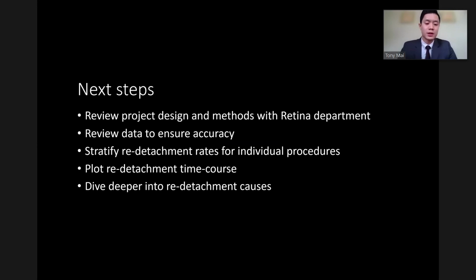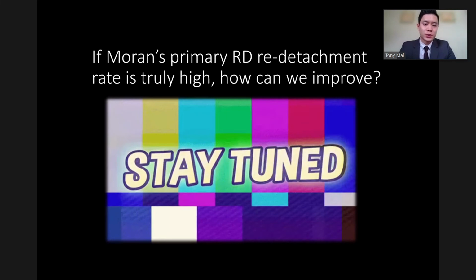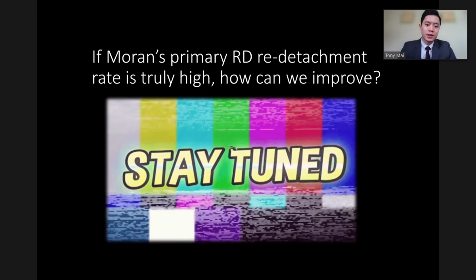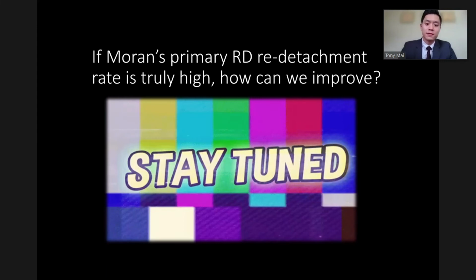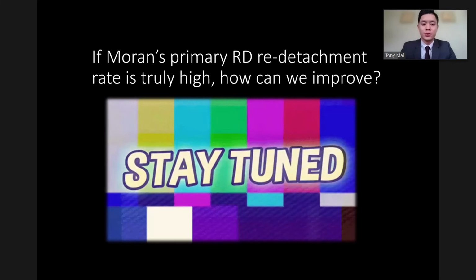So at the end, if Moran's reattachment rate is truly that number, my question is, how can we improve? And I think this is a great project to lay the foundation for looking at future QI efforts and how we can bring this number down, if that's what it is. Or if the number is different, what can we do to improve our approach for other departments to use this same kind of retrospective review looking at surgical issues?